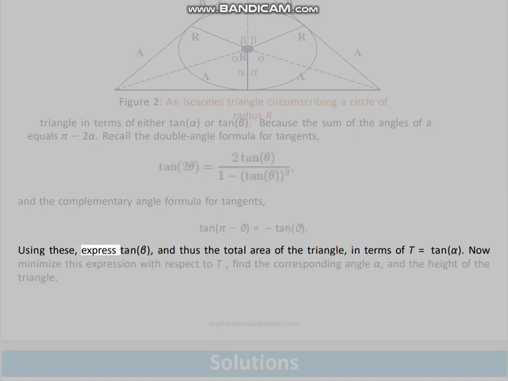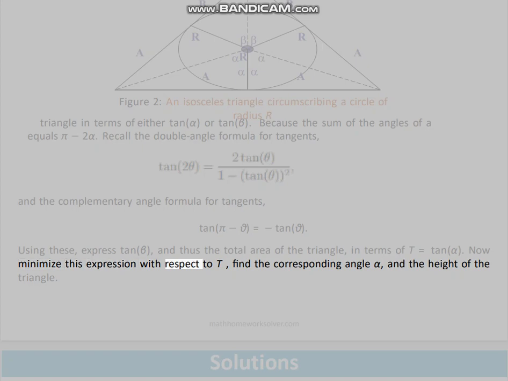Using these, express tan beta and thus the total area of the triangle in terms of t = tan alpha. Now minimize this expression with respect to t, find the corresponding angle alpha, and the height of the triangle.